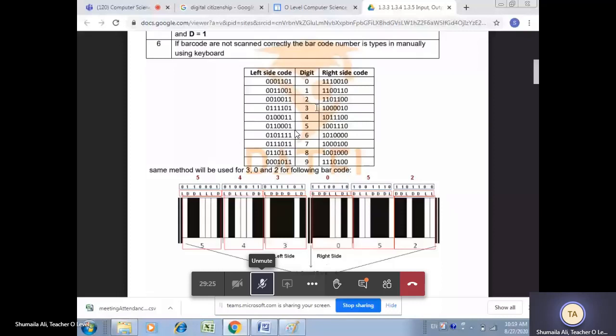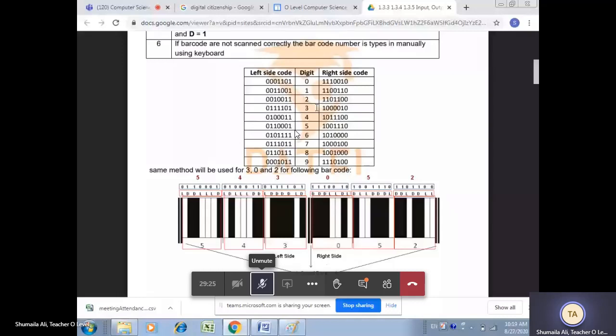It's 1110010. So it means we draw 3 black lines because we have 3 ones, 2 white lines, 1 black line and 1 white line. So the first digit is complete, 0 is done.